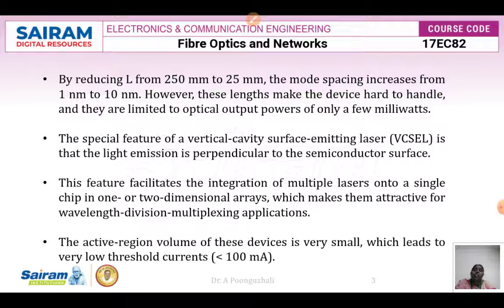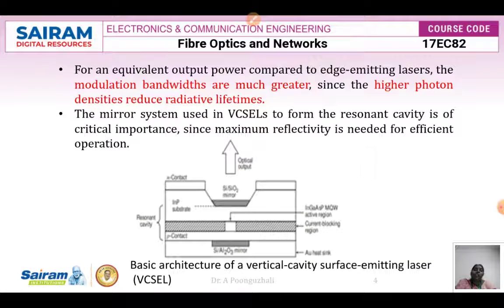Here the active region volume of these devices is very small, which gives very low threshold currents, less than 100 milliamps. For an equivalent output power compared to that of edge emitting lasers, the modulation bandwidth should be much greater, so that higher photon densities can reduce the radiative lifetimes. A mirror system is used in vertical cavity surface emitting lasers to form the resonant cavity, which is of critical importance, because a maximum reflectivity is required for efficient operation.